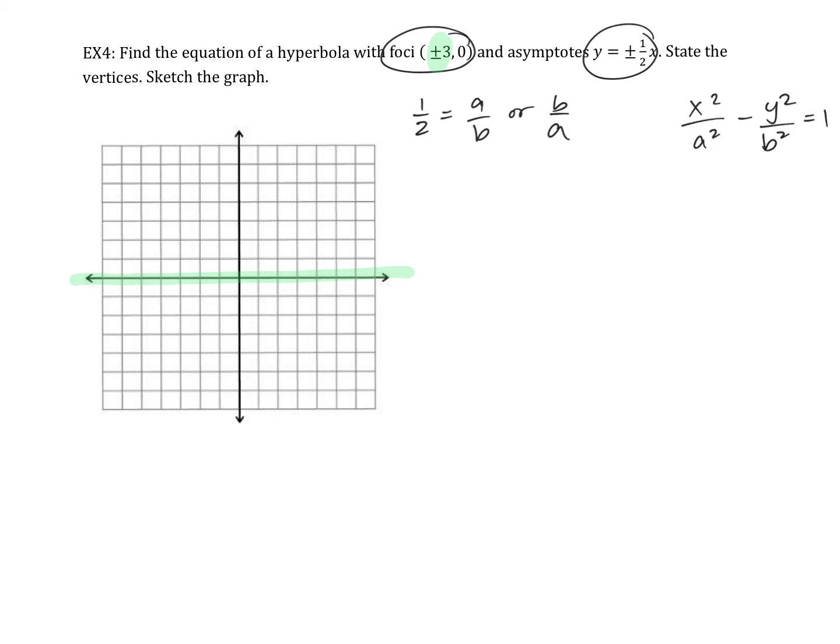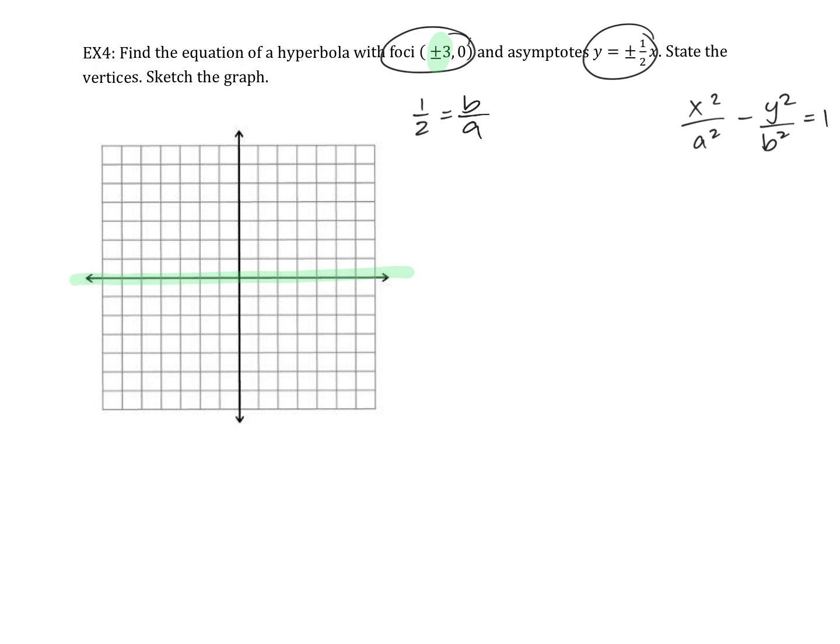So the question is, do we use a divided by b or b divided by a? And it's going to be b divided by a. That is the formula for asymptotes when the x value is first. So we're not using the other one, we're going to use b divided by a. Alright, but we still need to figure out what a and b are. I can't assume that b is 1 and a is 2.